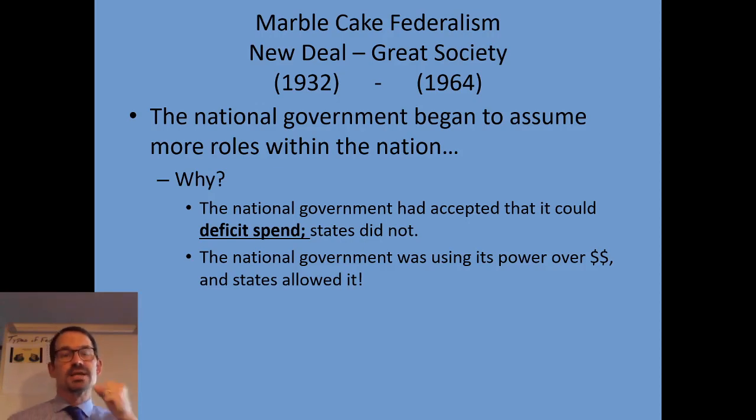They need us to. So the national government was using its power over money, and the states allowed it. All right, because the states took the money, because the states wouldn't deficit spend, and most still don't today. But the national government can, because it's got a much bigger economy, and can make the money up. So we've got layer cake federalism right here, right? Differences between the layers, boom. Then we get marble cake federalism, 1932 to 1964, boom, right there, because the states are taking the money. Now, as they take the money, the states start to get addicted to the national government money, okay? And as a result, the national government's going to get more power.